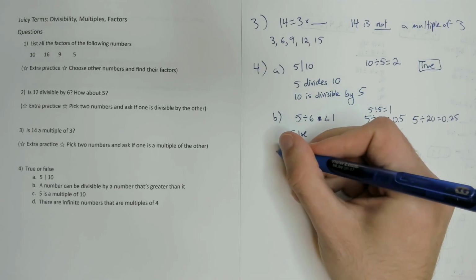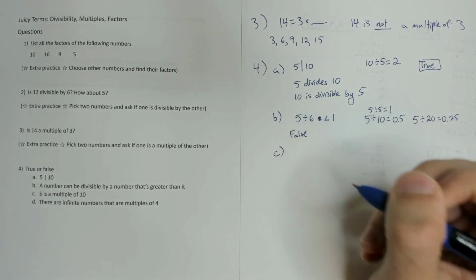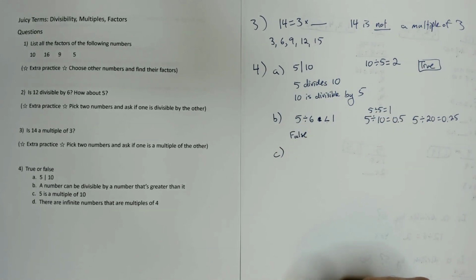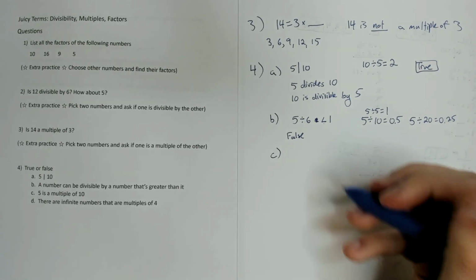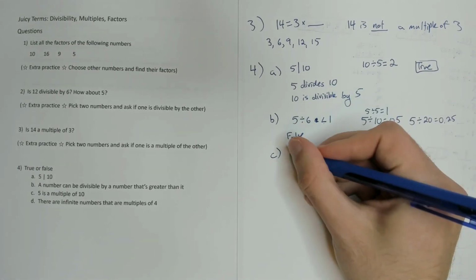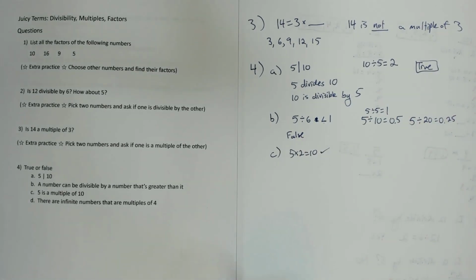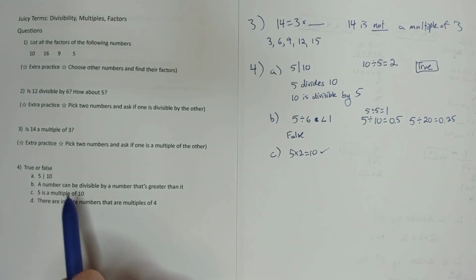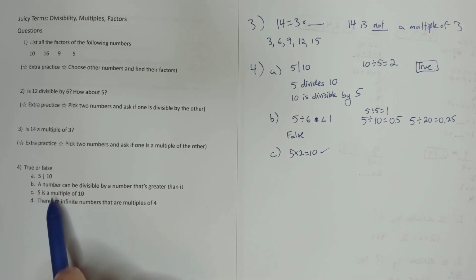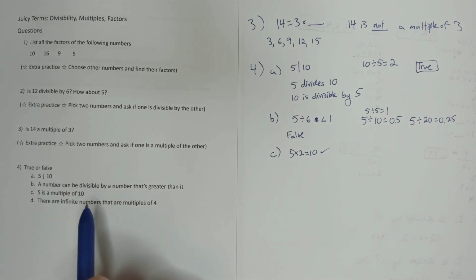All right, great. Let's go on to part C. 5 is a multiple of 10. Okay, so this one might be tempting because you might think, oh yeah, 5 is a multiple of 10, right? 5 times 2 equals 10, so it should be true. However, this is where the wording gets a little tricky. This says 5 is a multiple of 10, not 10 is a multiple of 5.